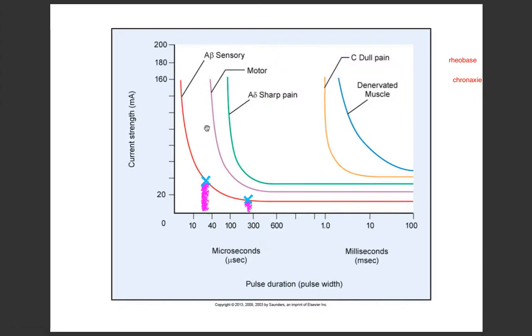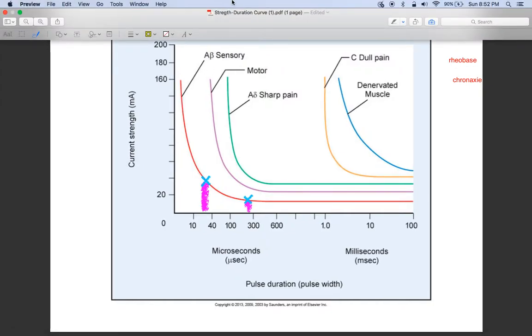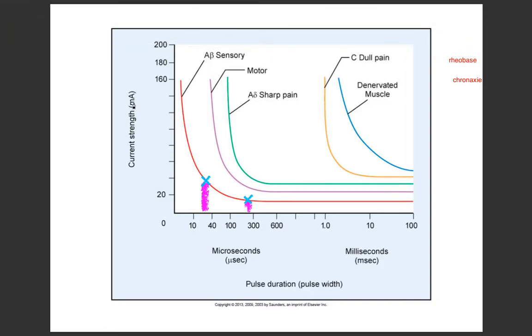Hi guys, today we're going to be talking about the strength duration curve, and it essentially shows the relationship between current strength measured in milliamps and pulse duration measured in microseconds to milliseconds. And these two are used to produce an action potential for stimulation of different types of nerves, which we have color coded here.